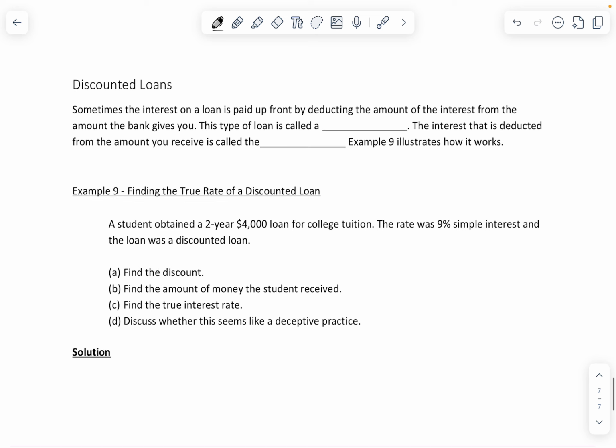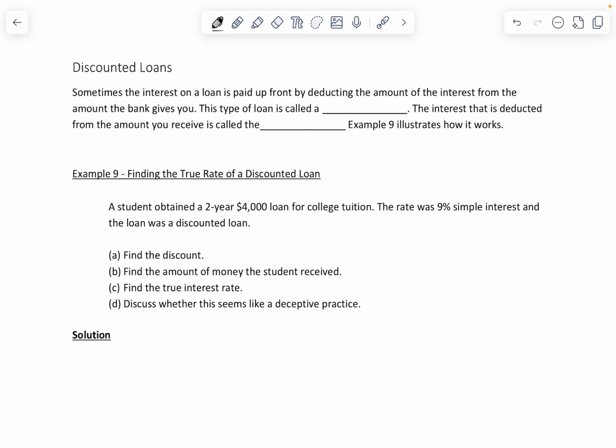Okay, discounted loans. Sometimes the interest on a loan is paid up front by deducting the amount of the interest from the amount the bank gives you. This type of loan is called a discounted loan. The interest that is deducted from the amount you receive is called the discount. Example 9 illustrates how this works.